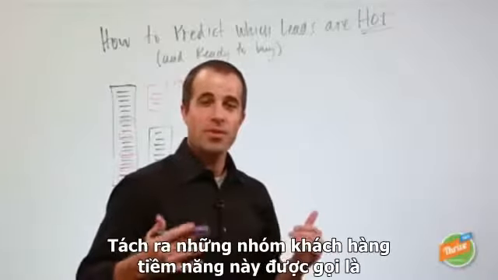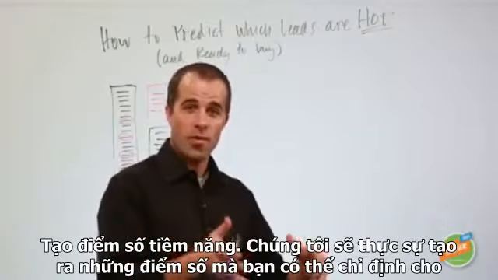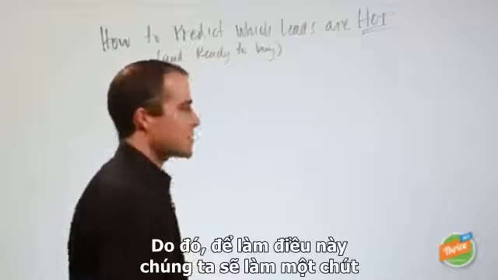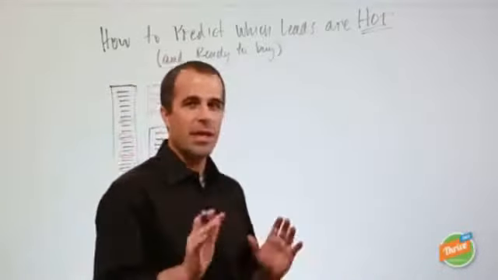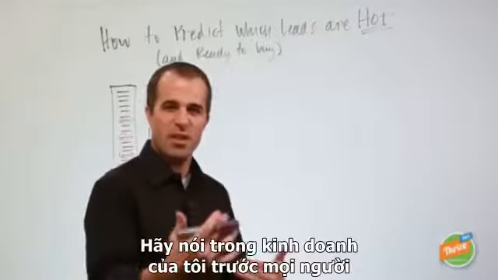So the strategy that we're going to use to separate out these hot leads is called lead scoring. We're going to actually create a score that you can assign to each of these leads so that you can know when they're hot. So to do this, we're going to do a little bit of research, okay? And we're going to find the key behaviors that typically happen prior to somebody becoming a customer. I'll give you a little example.